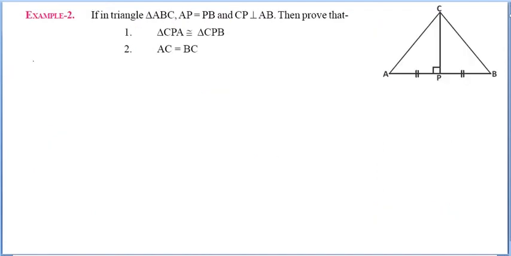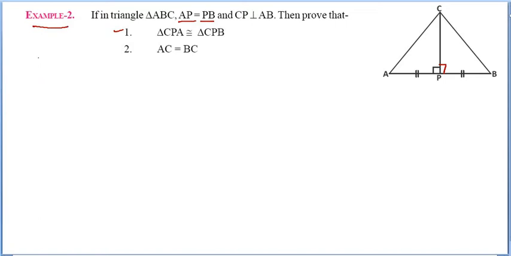Now come to example 2. Here in the triangle, AP is equal to BP. It is given that AP is equal to BP. Now CP is perpendicular to this. This is the perpendicular, so that angle is also 90 degrees. So prove this.